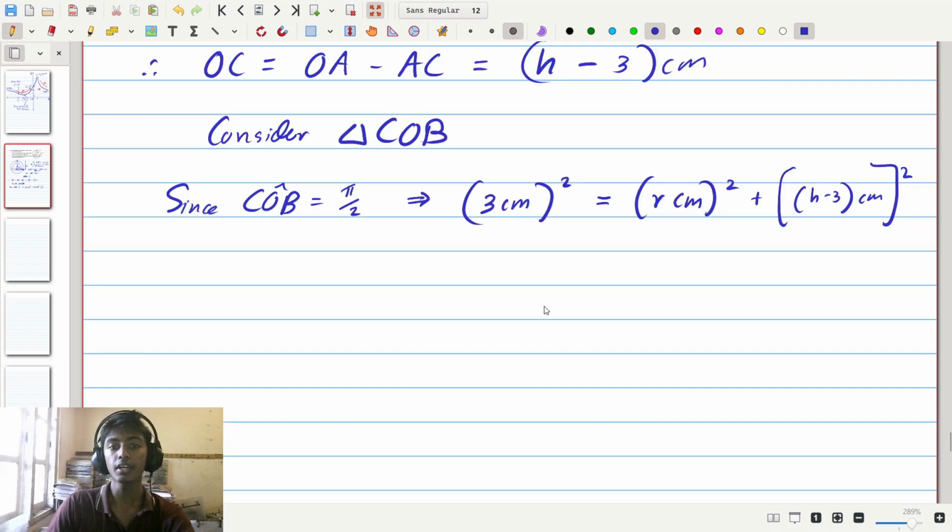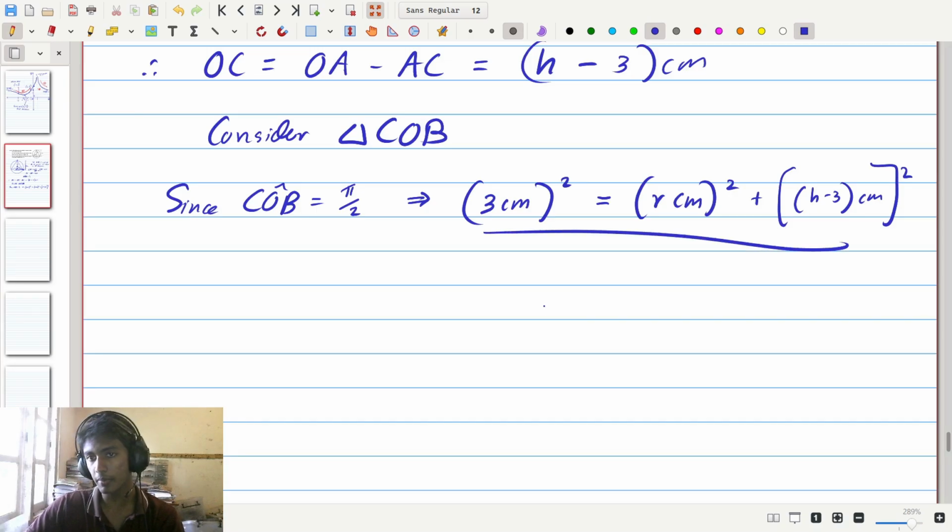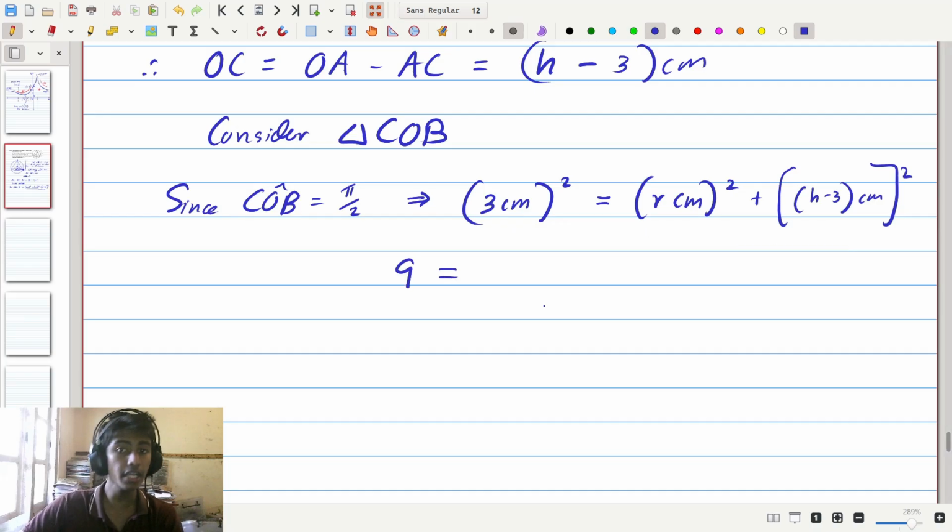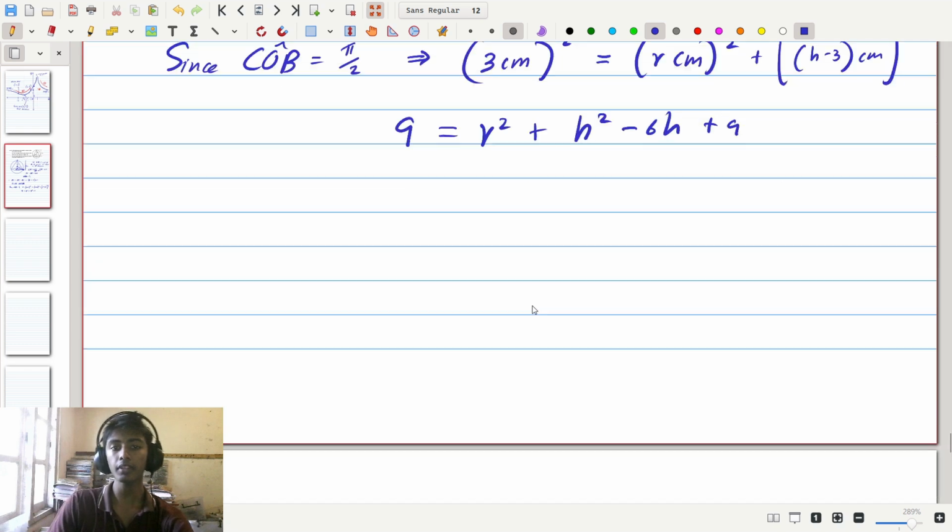Now, if we simplify this down and remove all of the centimeters squared, since each of these terms has a centimeter squared, we're left with, on the left hand side, 3 squared, which is 9, equal to, on the right side, r squared plus h minus 3 squared, which is h squared minus 6h plus 9. Now, simplifying this down, if we cancel the 9 from both sides, we're left with r squared plus h squared minus 6h equals 0, which if we simplify down, we get that r squared is equal to 6h minus h squared.